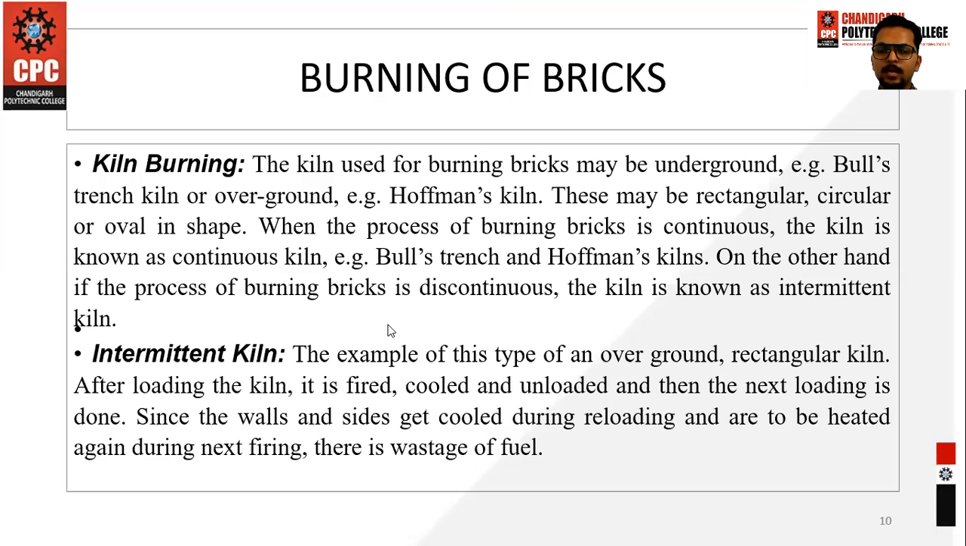So like आपकी जब भी आपको Hoffman kiln और Booth trench kiln use कर रहे हो, so that will be a continuous burning. उसको continuous kiln और continuous burning बोलोगे. So on the other hand, if the process of burning is not continuous, means आपको उसमें continuous gap डालना पड़ रहा है, that is totally discontinuous, we call it an intermittent kiln. Means जो आपके normally हमारे पंजाब में जो भट्टे होते हैं, so those are intermittent kilns. Means उसमें आपको one time ही number of bricks को burn कर सकते हो.